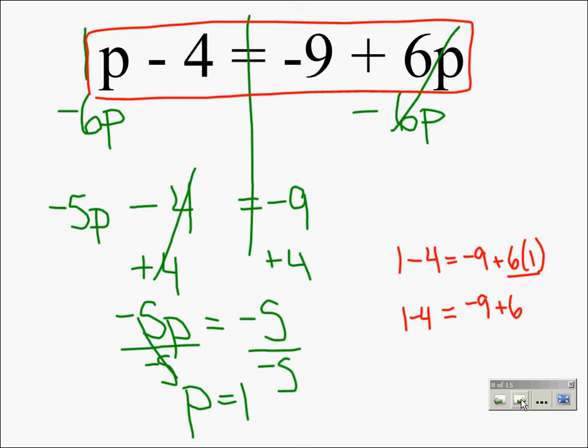Now I can do my adding and subtracting. 1 minus 4 is negative 3, and negative 9 plus 6 is negative 3. So that checked out too. We just want to make sure that once we plug our variable in, they do equal each other.